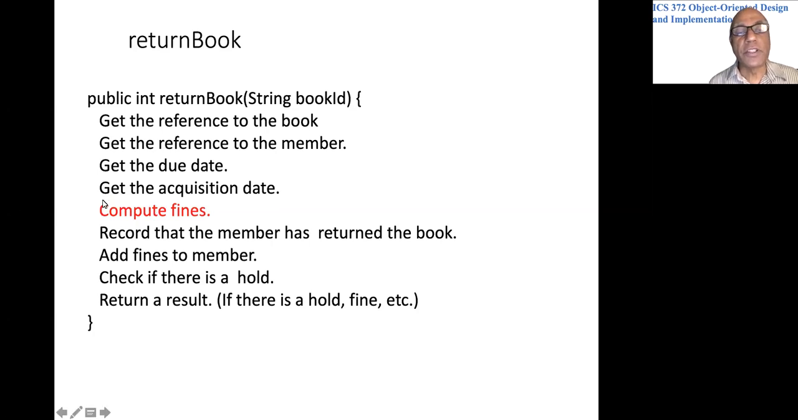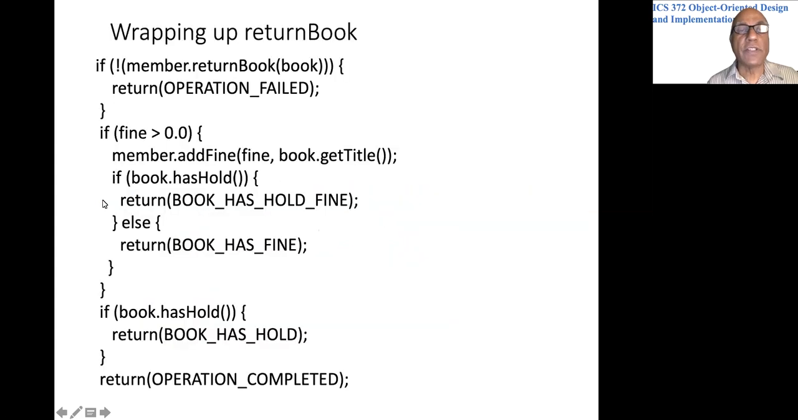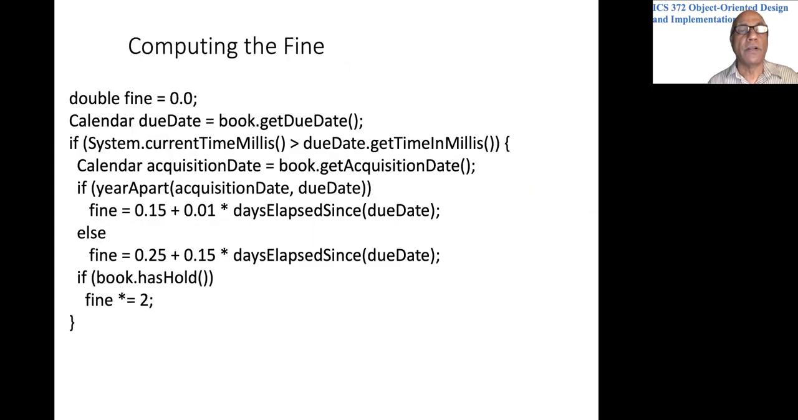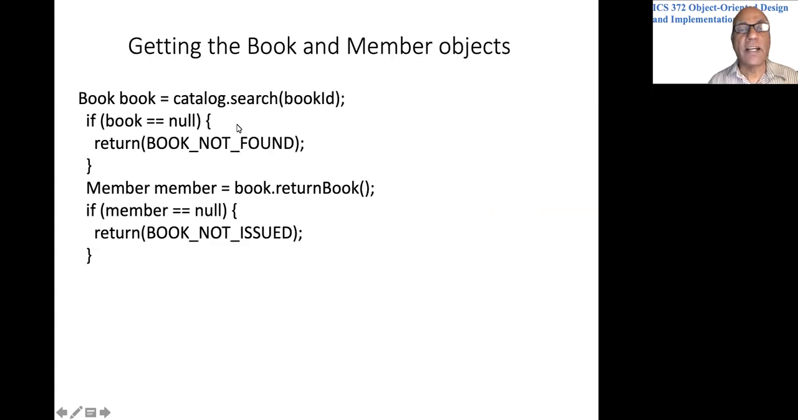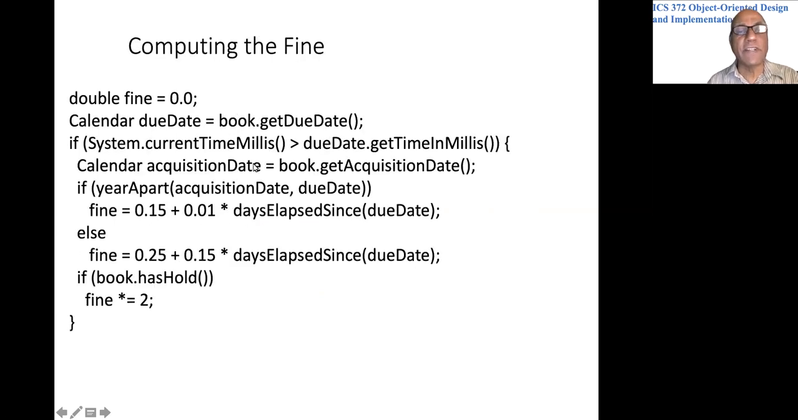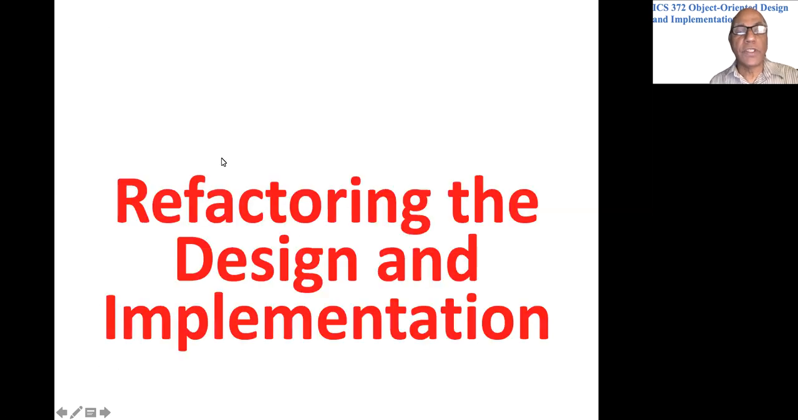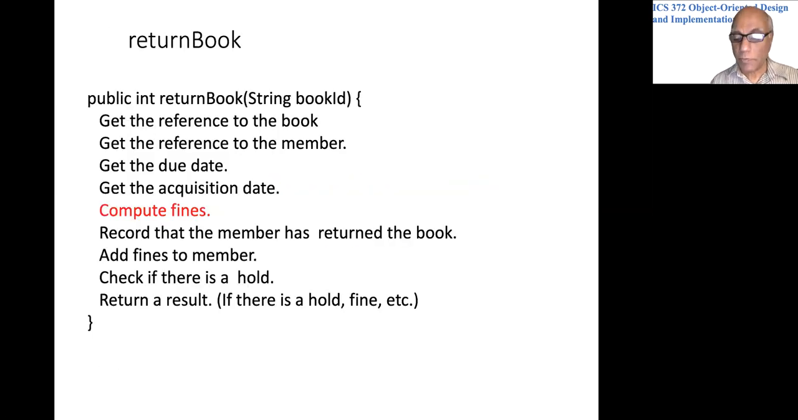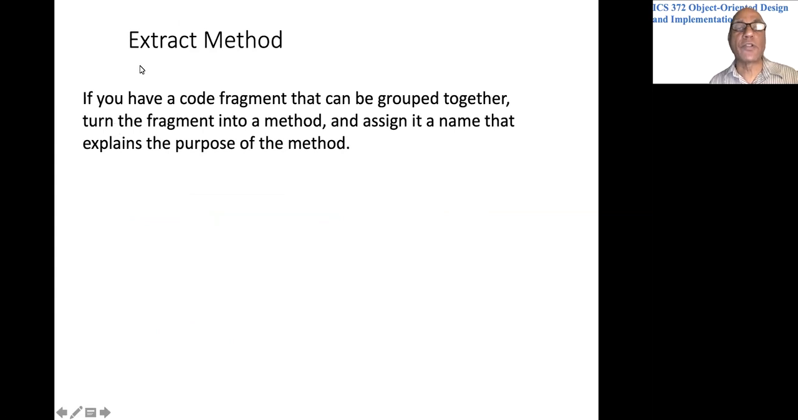You would put in front of this code, let's now compute the fine, because this looks very different from the other kind of stuff like searching for a book and returning the book. This is very different. This is all financial stuff. So you need to put this apart. That is our first rule, extract method.